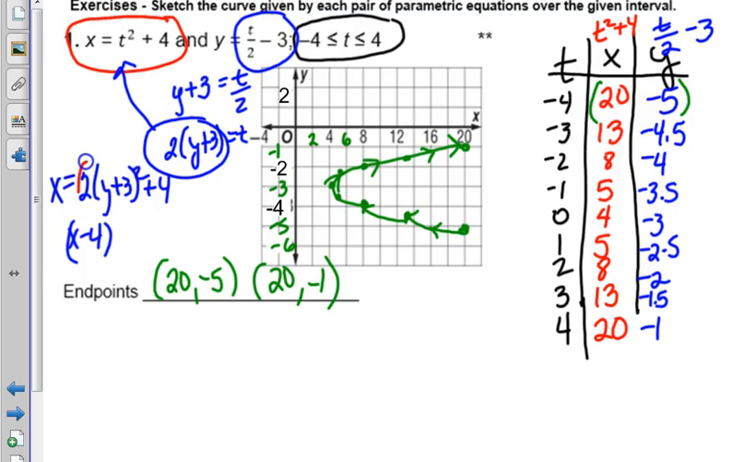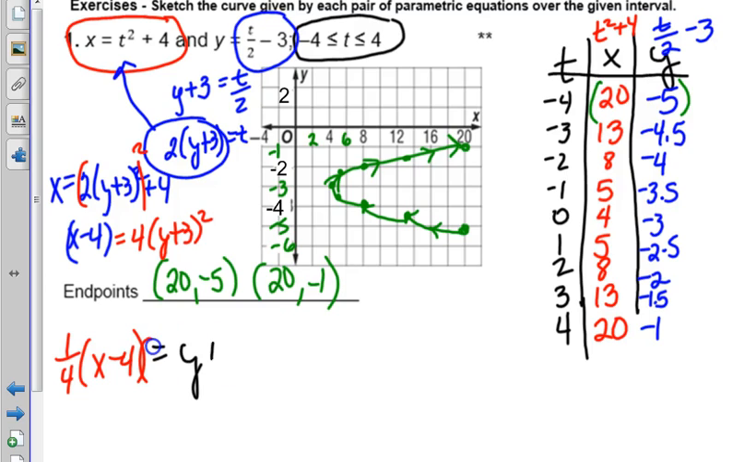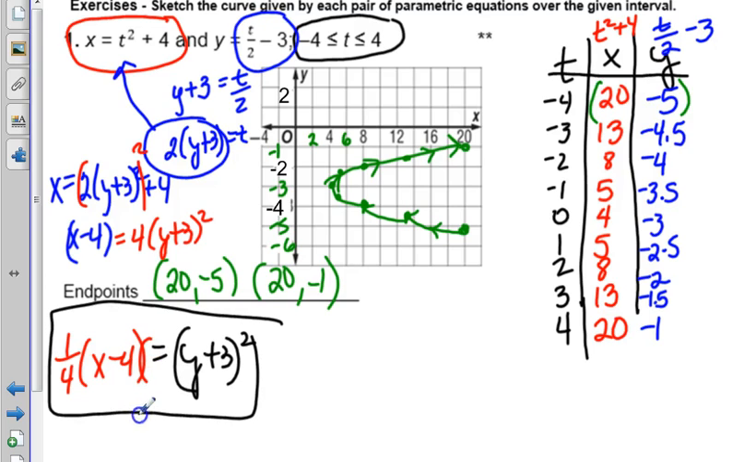Oh, you're right. It was this whole thing squared. Thank you. I was thinking it wasn't giving me the same thing as last period. All right, so we'd subtract the 4 over there, and then we'd have a 4 and a y plus 3 quantity squared. If we divided the 4 over, we'd have 1/4 x minus 4, which you don't have to do any of this. But is that the form we had last week for a sideways parabola, guys? Whose vertex was at 4, -3? 4, -3 right there, right?